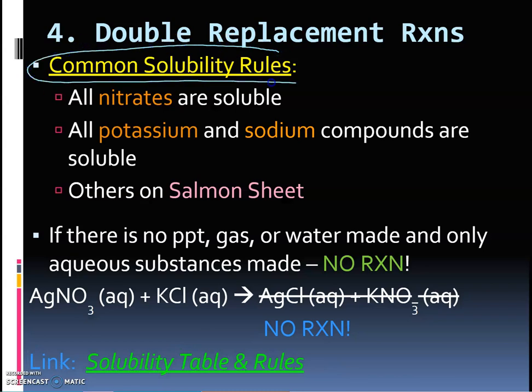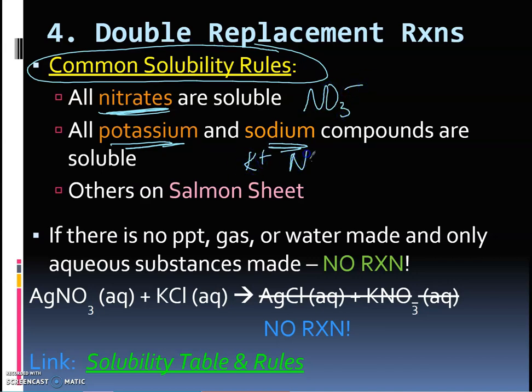Okay, on your solubility rules, you're going to find that almost all of the nitrates are soluble, all the potassiums and all the sodium compounds are soluble. So that means NO3, that means K plus, and that means Na plus are all going to dissolve. I print them out on salmon colored paper, so you'll see that you can consult that. If there's no precipitate, no gas, or water, there's no reaction.